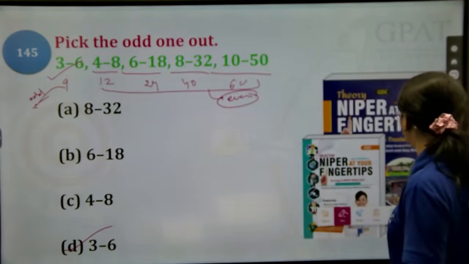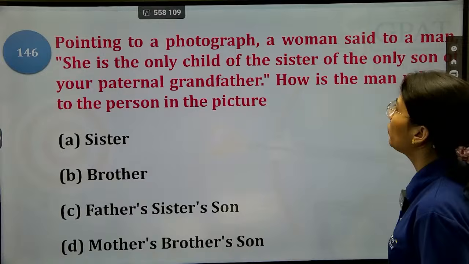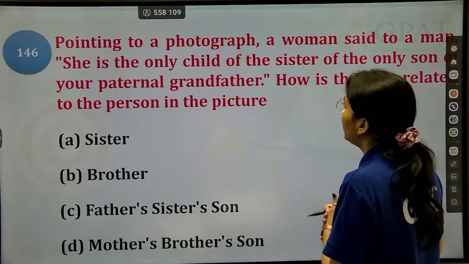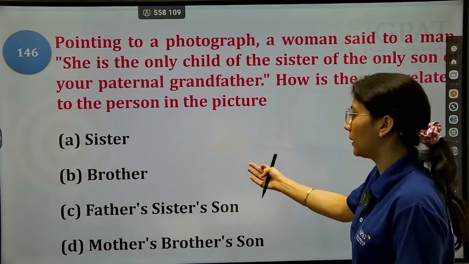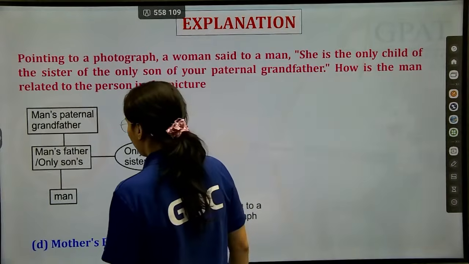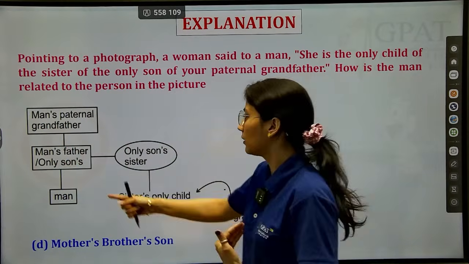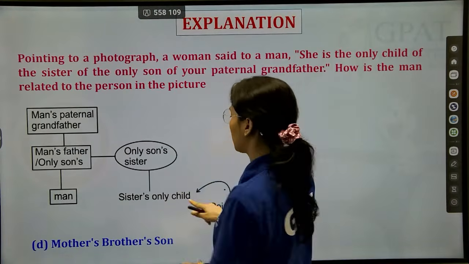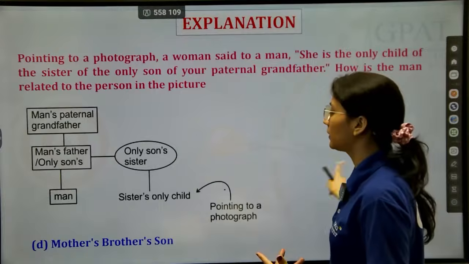Now move to the next, question number 146. Pointing to a photograph, a woman said to a man, she is the only child of the sister of the only son of your parental grandfather. How is the man related to the person in the picture? The correct option is mother's brother's son. Man's parental grandfather, then man's father, only son's sister, man's sister's only child. So that is mother's brother's son.